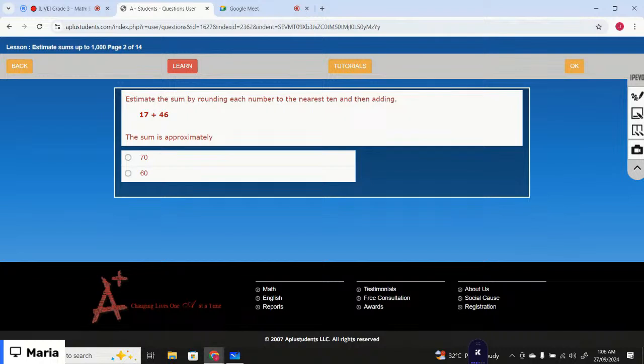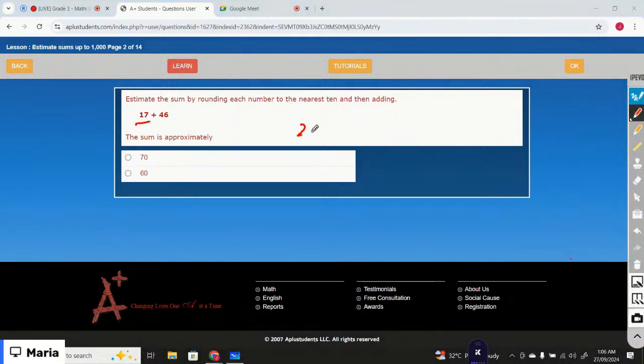Estimate the sum by rounding each number to the nearest 10 and then adding. You have 17 plus 46. So 17 is estimated to 20 and 46 is estimated to 50. So 50 plus 20 equals 70. Option number 1 is the correct option.